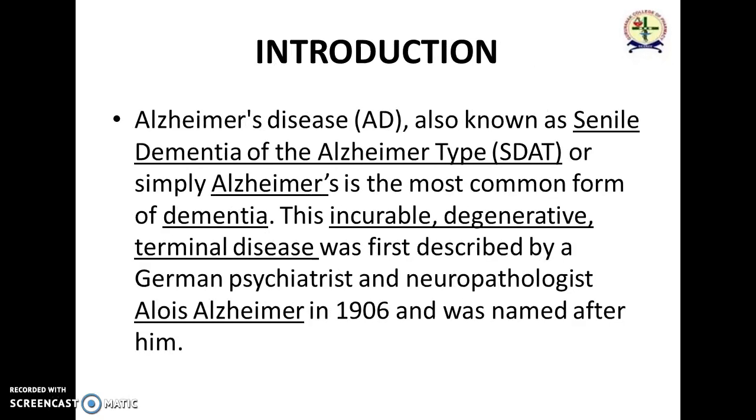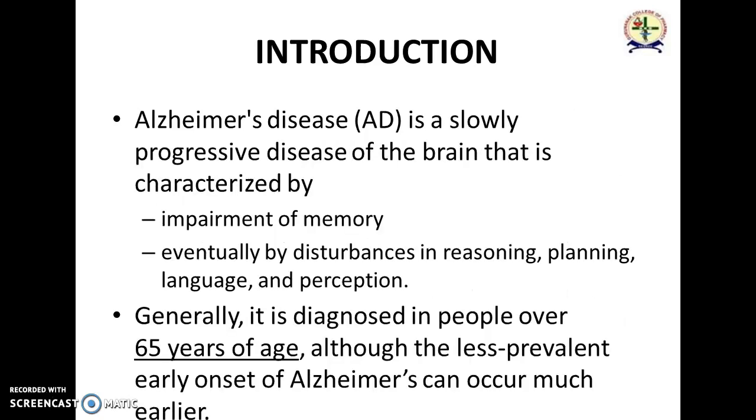So, let's begin. AD is also known as SDAT, that is senile dementia of the Alzheimer type. It is the most common form of dementia. It is an incurable, degenerative terminal disease. In 1906, Alois Alzheimer, a German psychiatrist and neuropathologist, first described it and hence named it Alzheimer's disease.